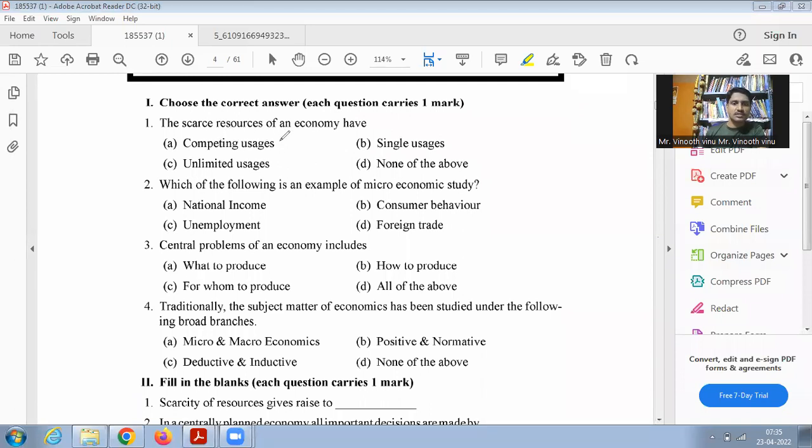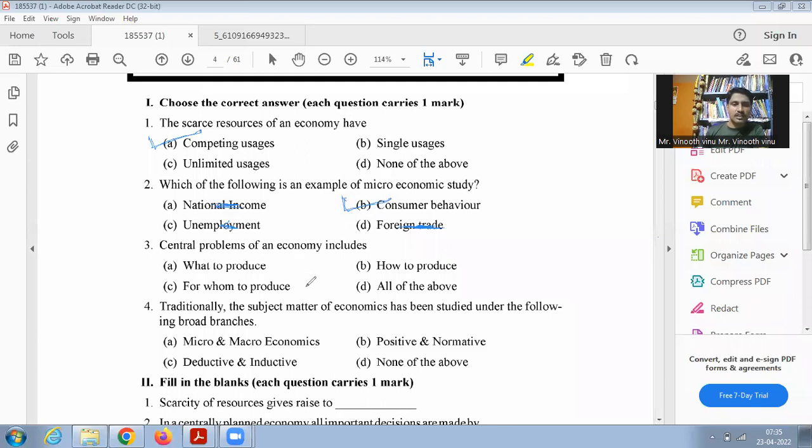Scarce resources of an economy have competing usages. Answer is competing usages. Okay. Which of the following is an example of microeconomic study? Consumer behavior. See, this is macro. National income is macro. Foreign trade is also macro. Last time ಮಾಡಿದ್ವಲ್ಲ, macroeconomic study. So consumer behavior is the right answer.